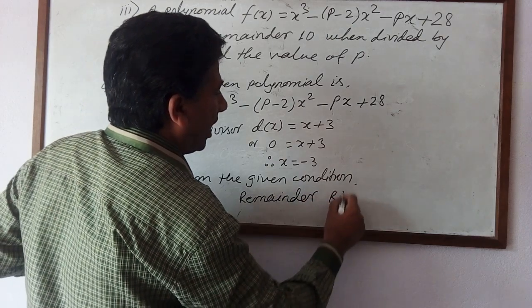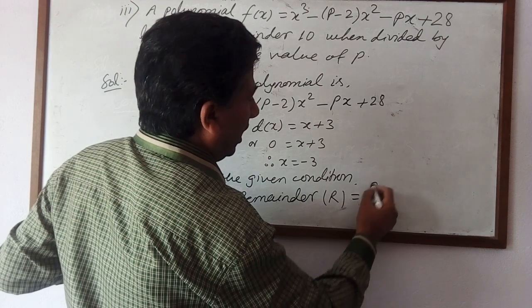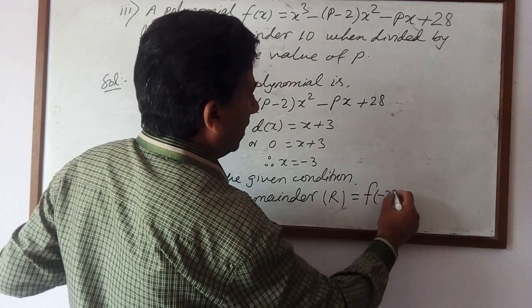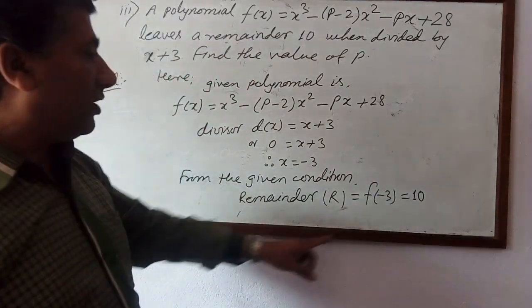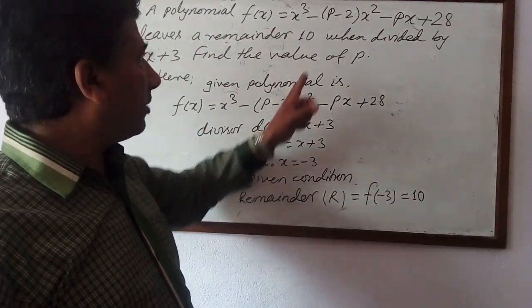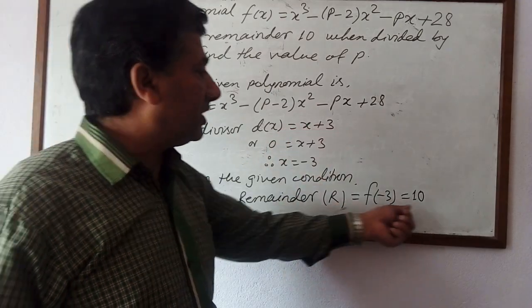Remainder, I am writing here r. It is not necessary to write r. In place of r you can write f(-3) equals 10. I wrote this because it is the remainder: when the polynomial is divided by x plus 3, then the remainder is 10.